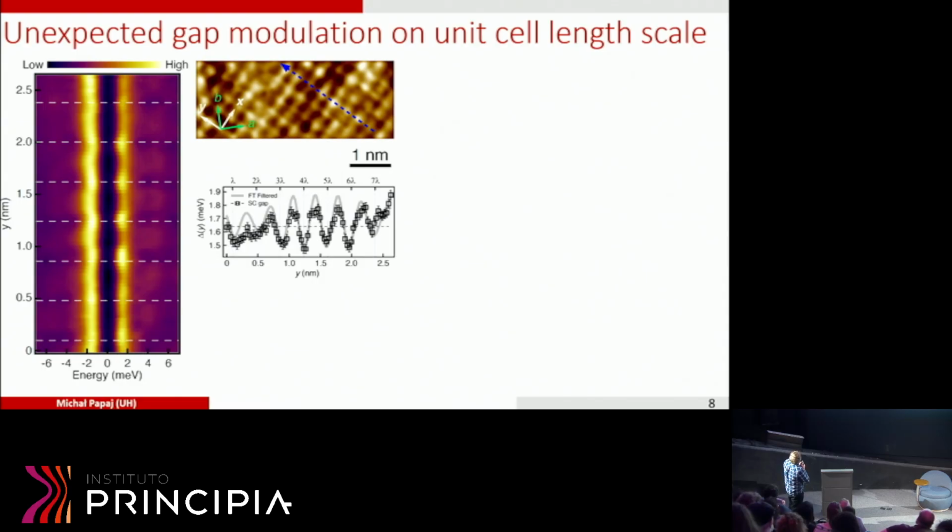And if we want, we can extract the gap through the position of the coherence peaks. So this difference will establish the gap in our case, and you can see that the data indeed shows a modulation. And this is quite unexpected because nothing like this was seen in the bulk crystals.